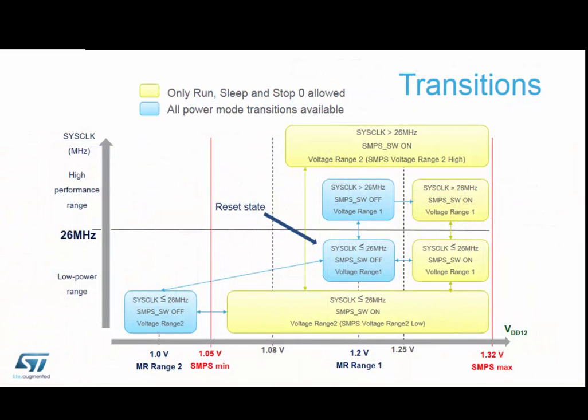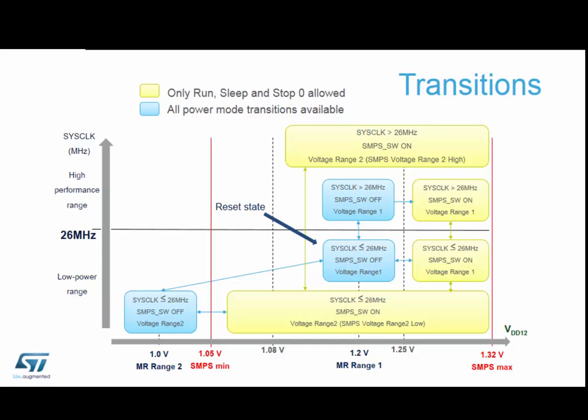And I would like to also provide you some information about the rules which we need to respect when we switch the SMPS on and off. So we start from here, from the reset state. Let's assume that the microcontroller starts up, so there is a power on reset. We enter this area, so we are below 26 megahertz for the system clock. By the way, do you know what the default clock configuration for the L4 family is? What is the frequency of the MCU when it starts up? It's 4 megahertz. So clearly it's below 26, so we respect this rule.